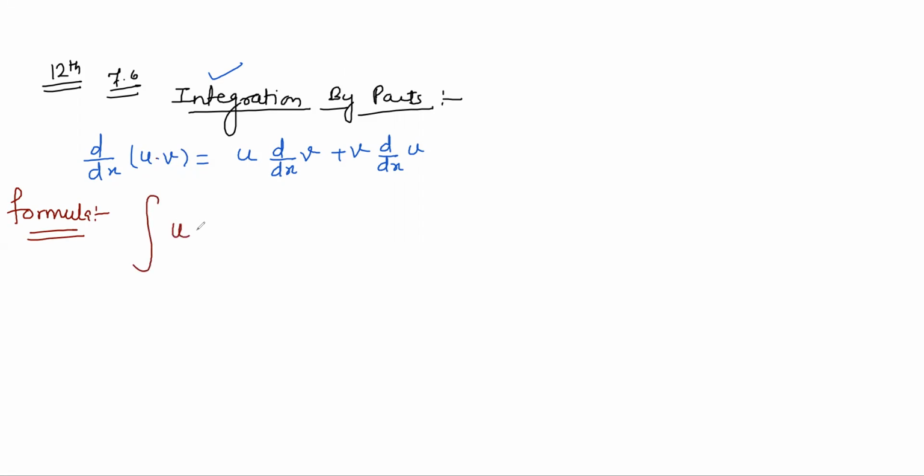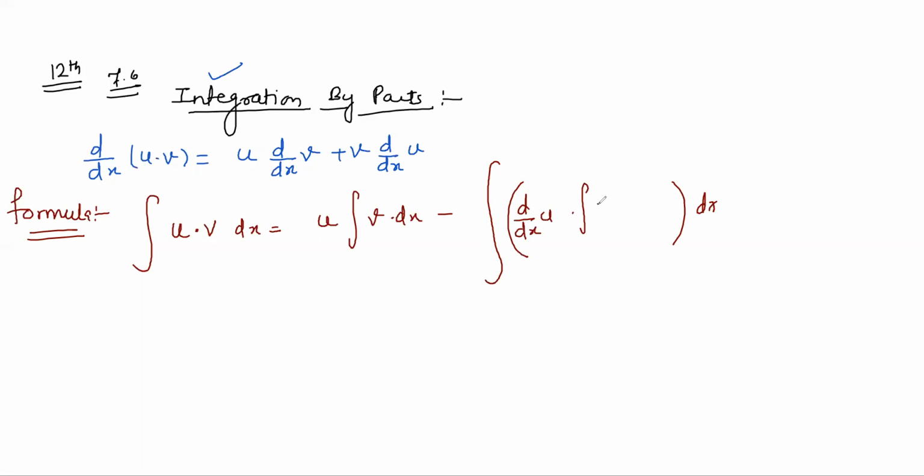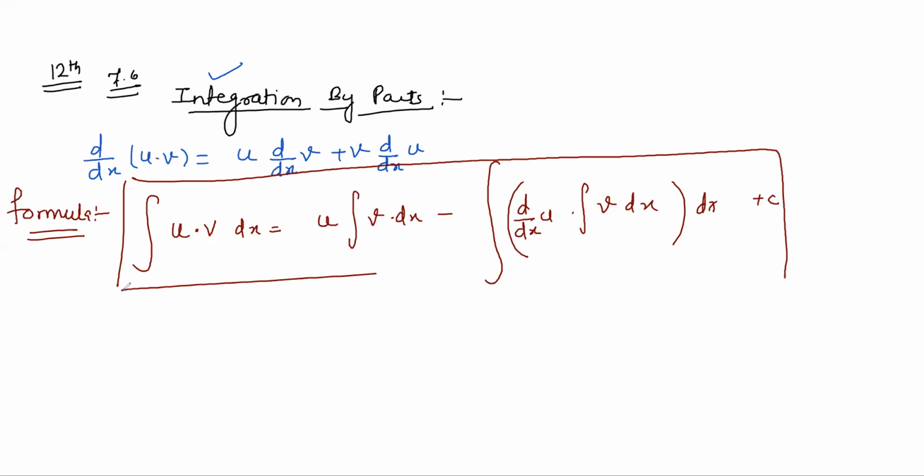Integration of multiplication of two functions: first function, integration of second function, minus of, make a big integration like this, and inside of it write differentiation of first function and into integration of second function. Okay, so and plus c as usual. So this is how we'll perform the multiplication of two functions by using integration by parts. This is the formula which we're gonna use to solve multiplication of any two functions in integral calculus.